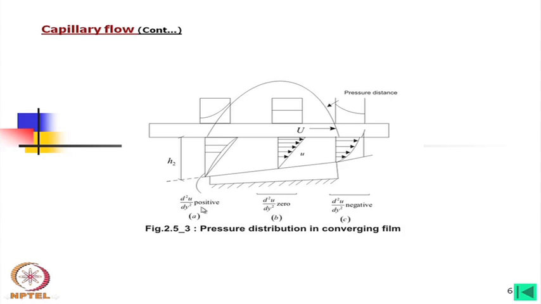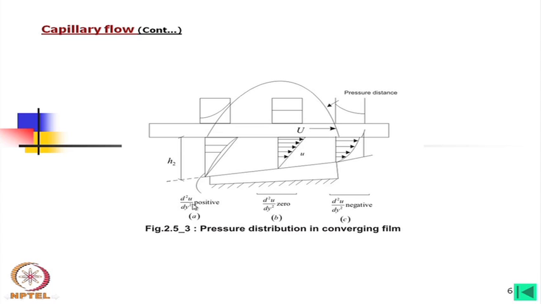Now, in this figure we have shown this converging field and the plate is moving in this direction. What we see is that to keep this area constant, initially there was a concave curve from this side, then the straight lines, and then a convex curve. That means the fluid velocity is gradually increasing when the plate is moving in this direction.